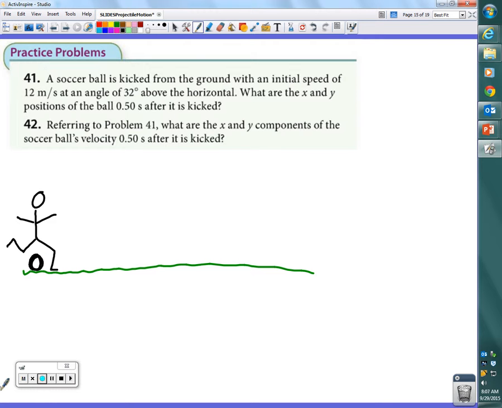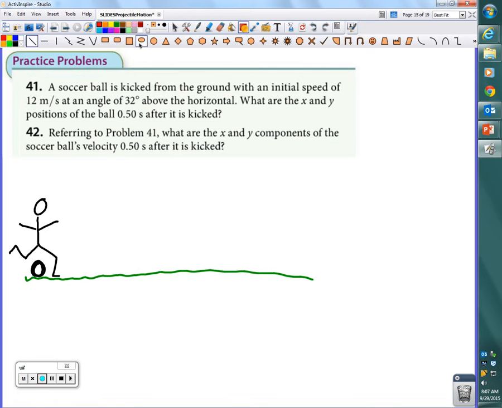Person getting ready to kick a soccer ball, okay? And it tells us a little bit about this soccer ball when it's kicked. It says it's kicked from the ground with an initial speed of 12 meters per second at an angle of 32 degrees above the horizontal. This is probably a little more traditionally what you might think of as a projectile, right?